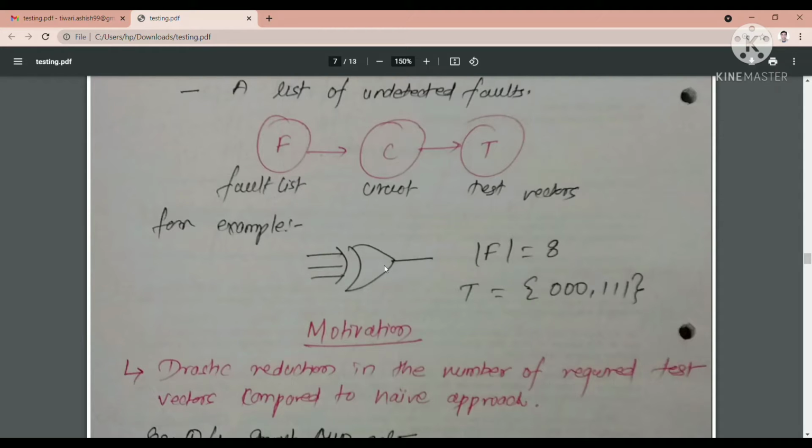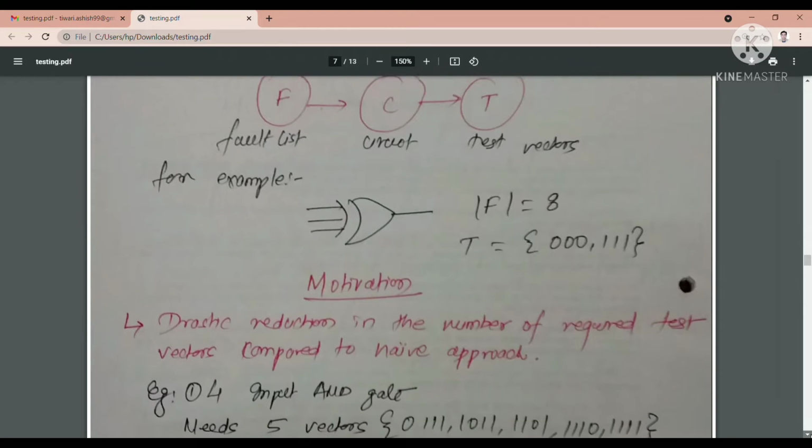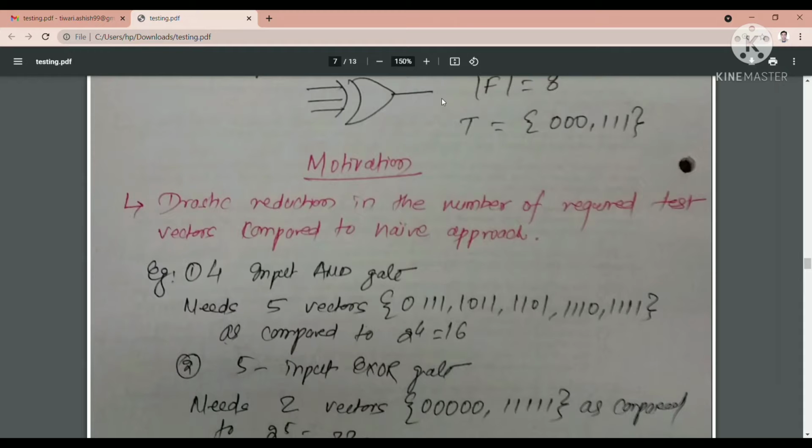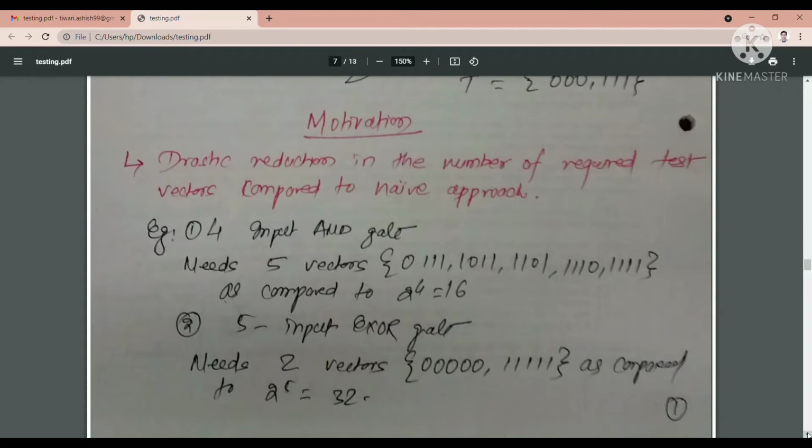How, you can go and see in the previous lecture. In the previous lecture I covered in detail, for NAND gate, AND gate, OR gate, and XOR gate, how many test vectors are required and how we can decide the test vectors. So this is not the topic of this lecture. You can go back and see in the previous lecture how we can decide the test vectors.